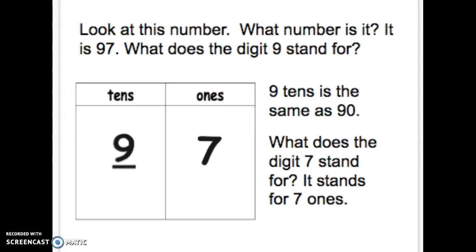Look at this number. This is the number 97. What does the digit 9 stand for? In this number, we have the 9 in the tens place. So 9 tens is the same as 90. Here we have 7 ones. There's the digit 7 in the ones place, so it means we have 7 ones.